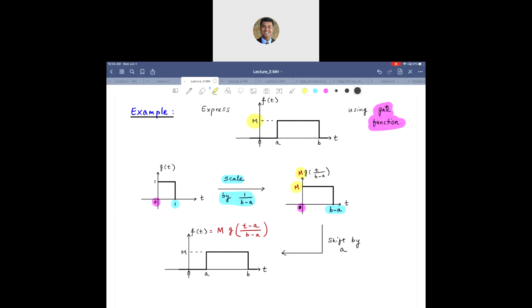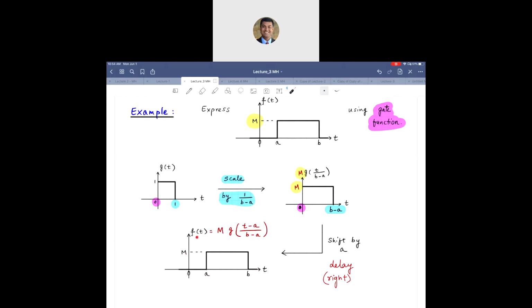Then I need this f of t to be moved to the right by a time units. So I'm going to do a time shift by a. Essentially, I'm doing a delay or move to the right by a time units. So when I move this to the right by a time units, 0 will become a, b minus a will become b. The height m will remain as is.